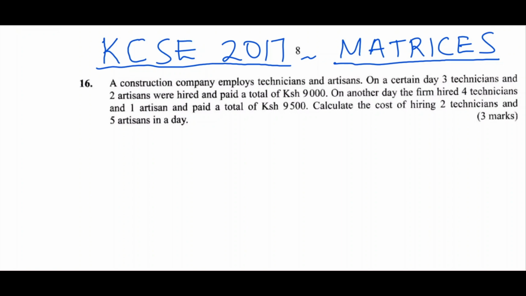KCSE 2017. We are going to attempt this question using the matrix method. We are told here that a construction company employs technicians and artisans. On a certain day, 3 technicians and 2 artisans were hired. And on that day, they were paid a total of 9,000 shillings.